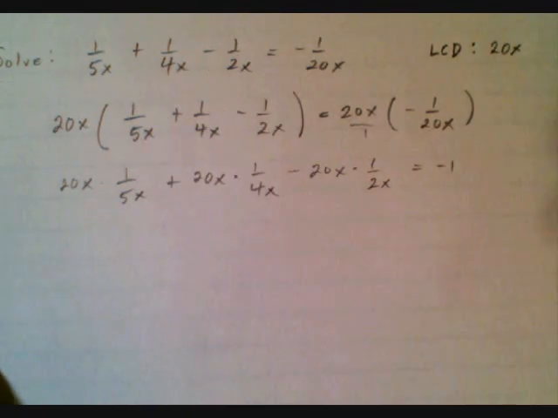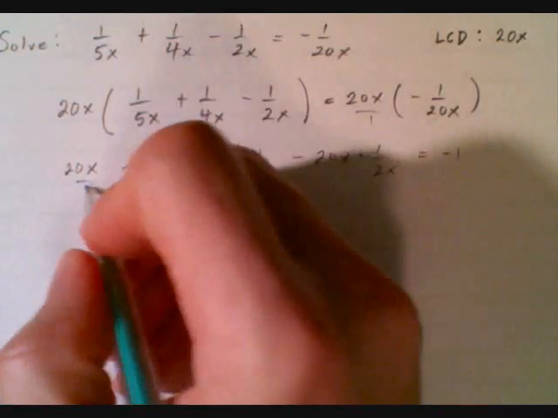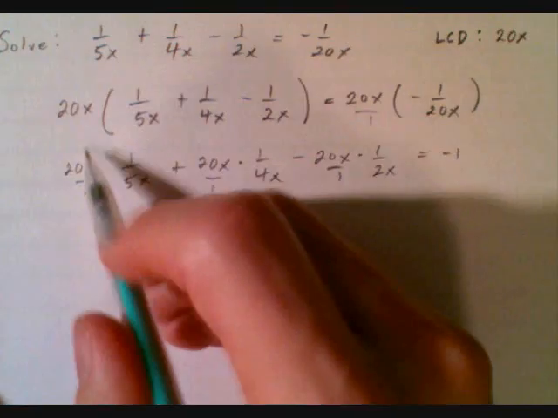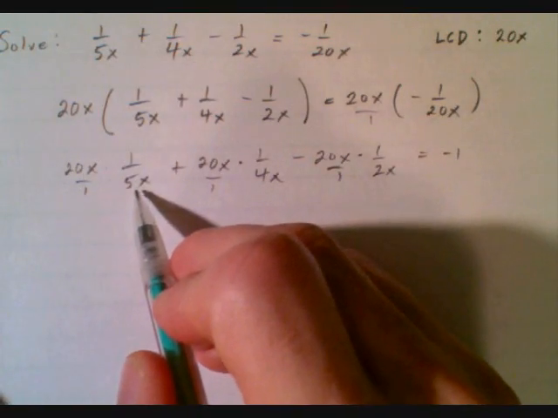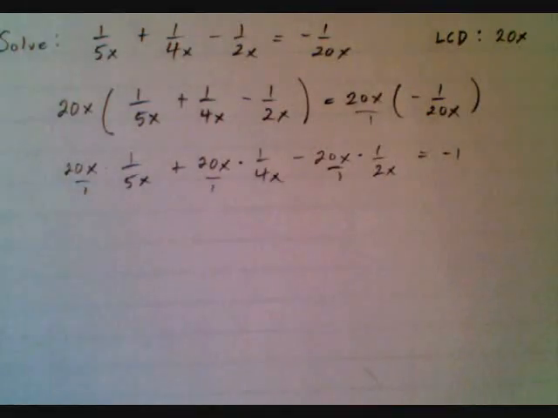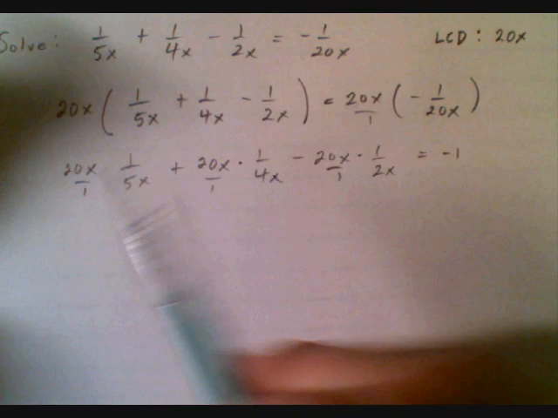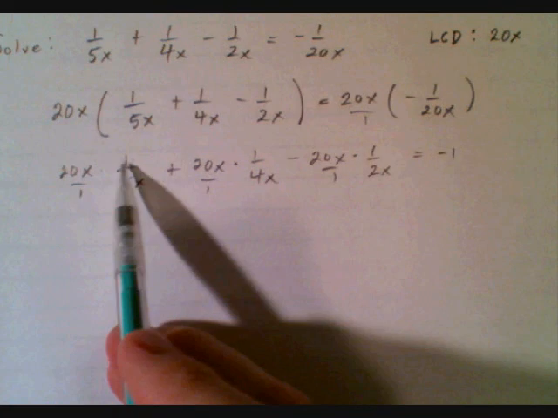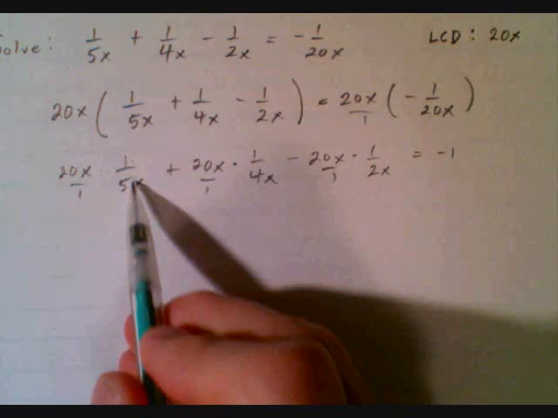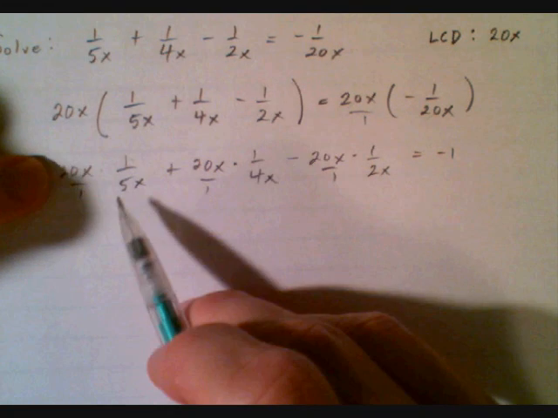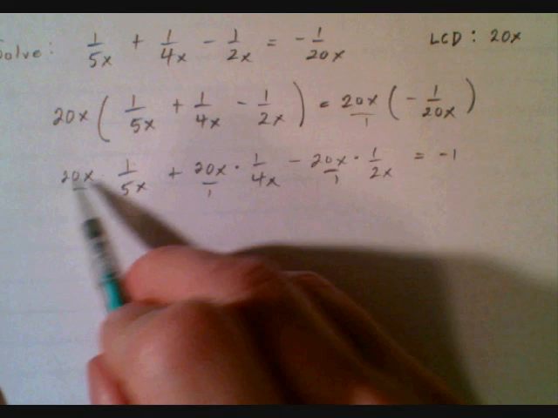And of course, you can do this if you want. 20x divided by 5x. Let's think about it this way. Let's back up just a bit. I've got 20x over 1 times 1 over 5x. That's the same thing as 20x times 1, which is 20x, over 1 times 5x, which is 5x. So in other words, 20x over 5x. And that reduces to, the x's cancel, that reduces to 20 over 5, which is 4.